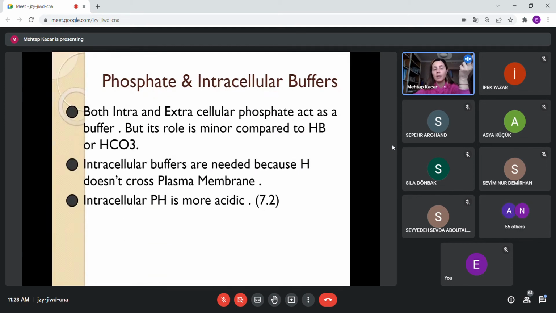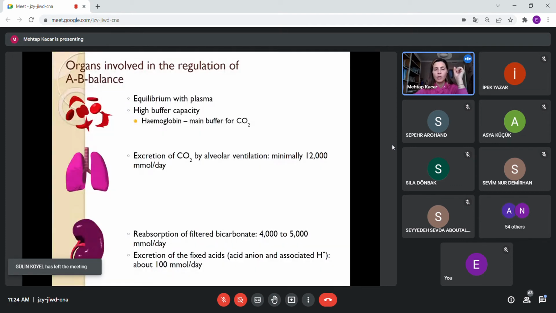Intracellular buffers are needed because hydrogen does not cross the plasma membrane, and we need an intracellular system because during metabolic reactions, hydrogen ion is generated inside the cell, and we need to maintain intracellular pH. Intracellular pH is normally more acidic, about 7.3, and we have a buffer system in the intracellular area. Organs involved in regulation of acid-base balance are blood, of course, erythrocytes, lungs, and kidneys.